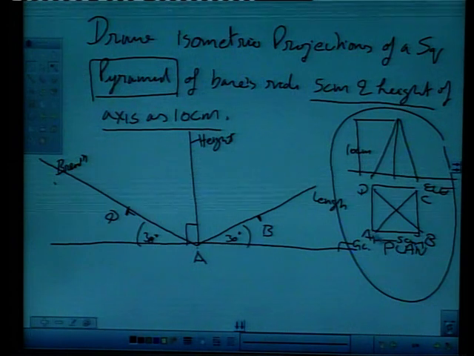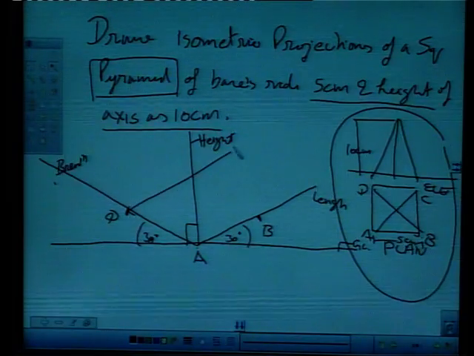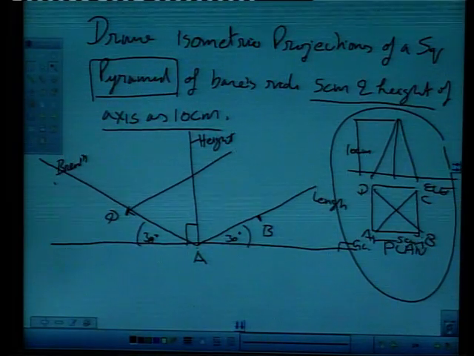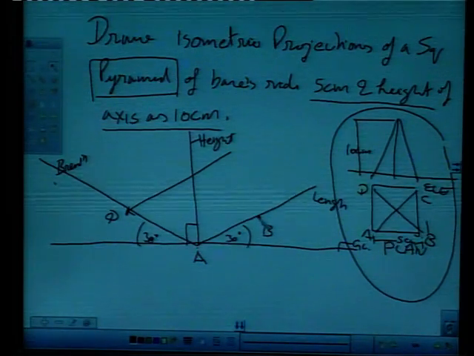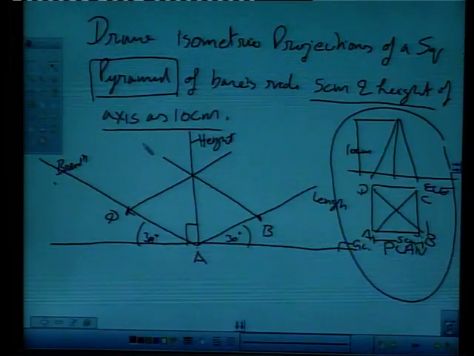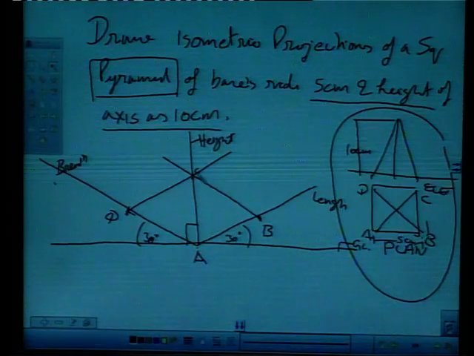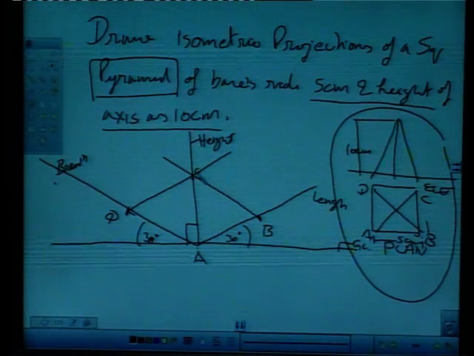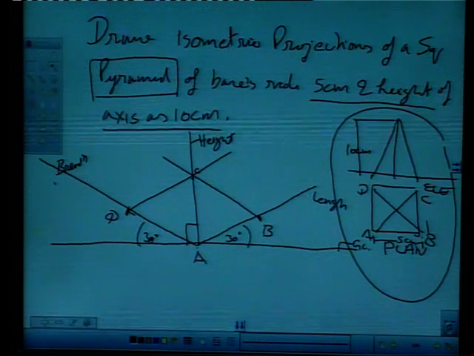As we know, AB is parallel to DC. So, we can draw a line parallel to line AB like this, right? And BC is parallel to AD. We will draw a line like this. Both of these lines are at 30-degree angles, right? Intersection of this will give us point C, right? In this way, we have all the base points of our square pyramid A, B, C and D, right?